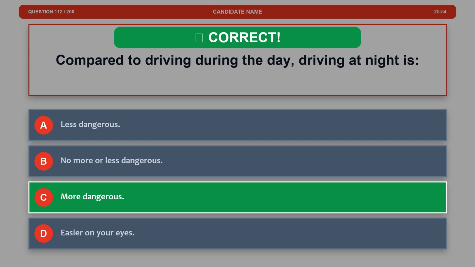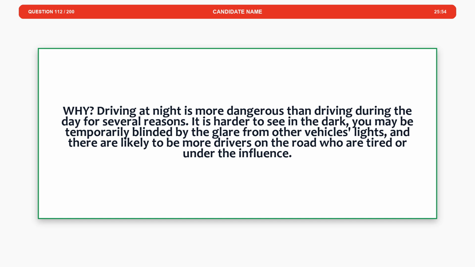The correct answer is option C, more dangerous. Explanation: driving at night is more dangerous than driving during the day for several reasons. It is harder to see in the dark. You may be temporarily blinded by the glare from other vehicles' lights, and there are likely to be more drivers on the road who are tired or under the influence.